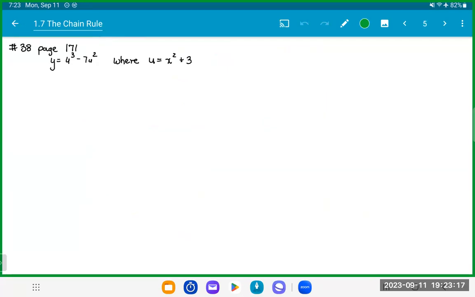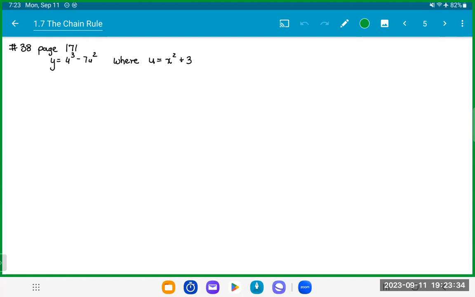So now let's just look at another example. In this case, you're given that y equals u cubed minus 7u squared, and you're told that u is equal to x squared plus 3.